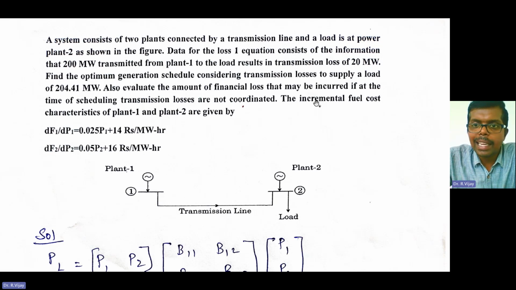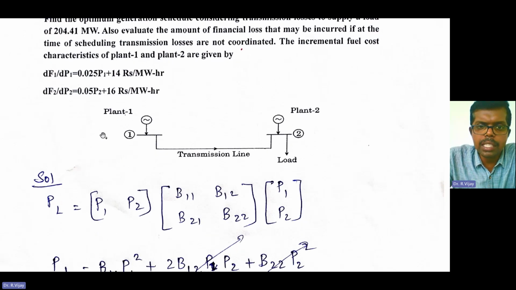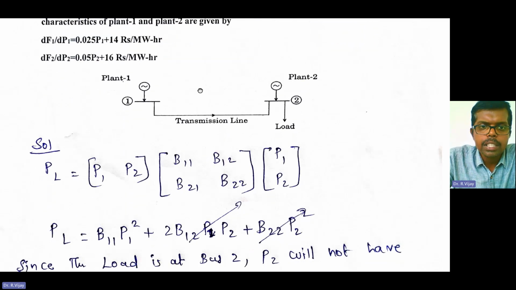Next, the incremental fuel cost characteristics of plant 1 and plant 2 are given. That is dF1 divided by dP1 is equal to 0.025 P1 plus 40 rupees per megawatt hour. Next, dF2 divided by dP2 is equal to 0.05 P2 plus 16 rupees per megawatt hour. So this figure shows generator 1 and generator 2 from plant 1 and plant 2, which we have already discussed. So how to solve this problem?